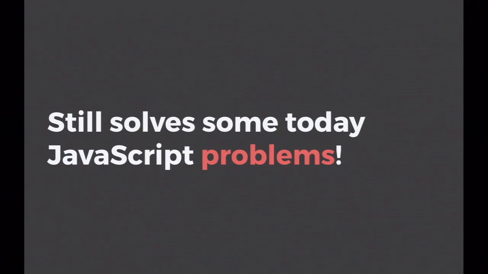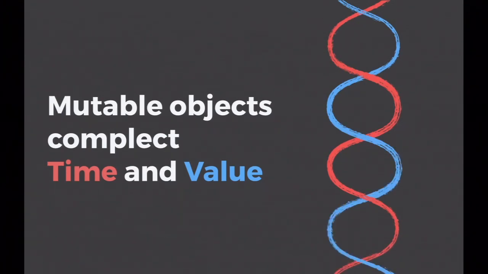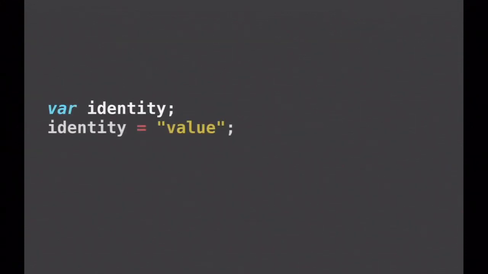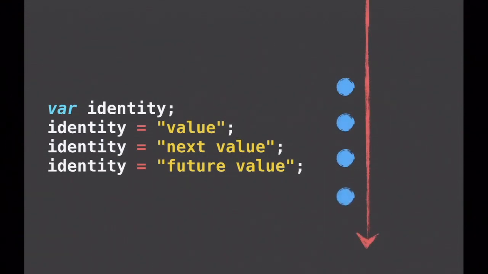But, OK, this still solves some of the problems that we have today. And I'm just going to scratch the surface. The first one I'll talk about is time and value and decomplecting them. So mutable objects complect time and value. And here's what I mean by that. There are three concepts I want to talk about: identity, value, and time. And I'm stealing this blatantly from Rich Hickey.